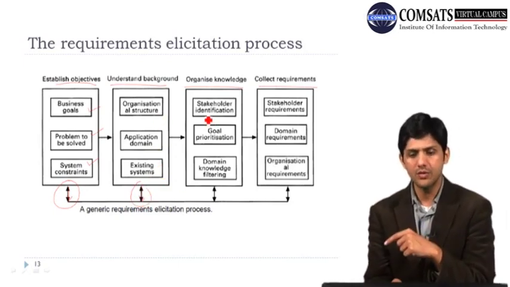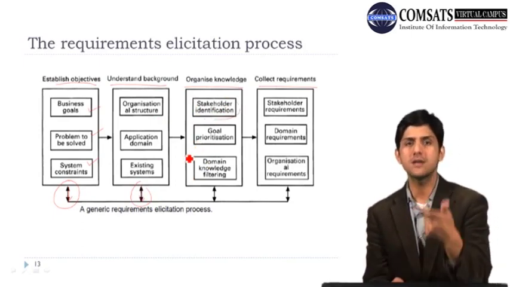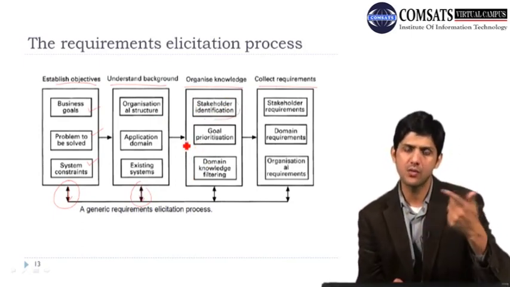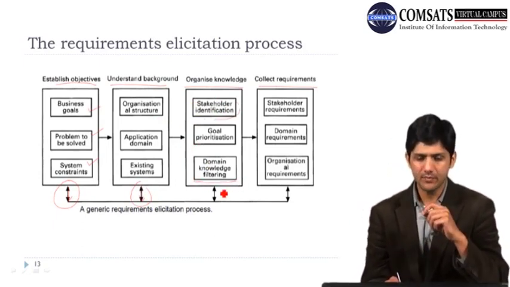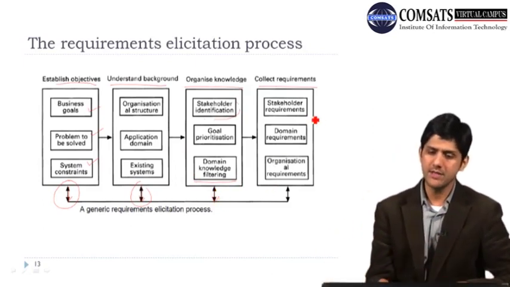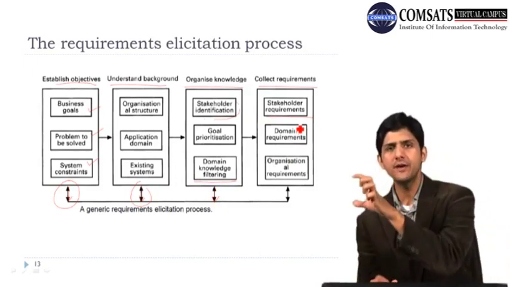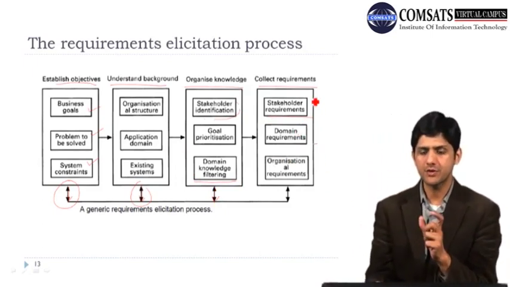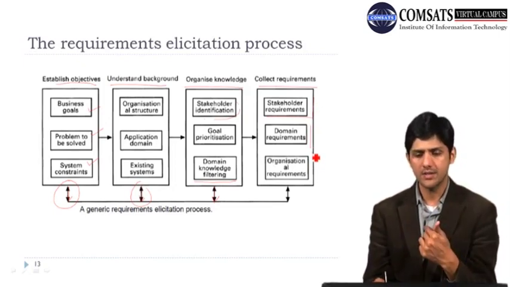You use this to basically do stakeholder identification. You do your prioritization of the different goals that different stakeholders have identified, and you also do your domain knowledge filtering. And you again put that in the list of requirements that you've gathered, and then you basically ask the stakeholders that you have further filtered those specific requirements. You try to understand what the domain requirements and what the organizational requirements are.